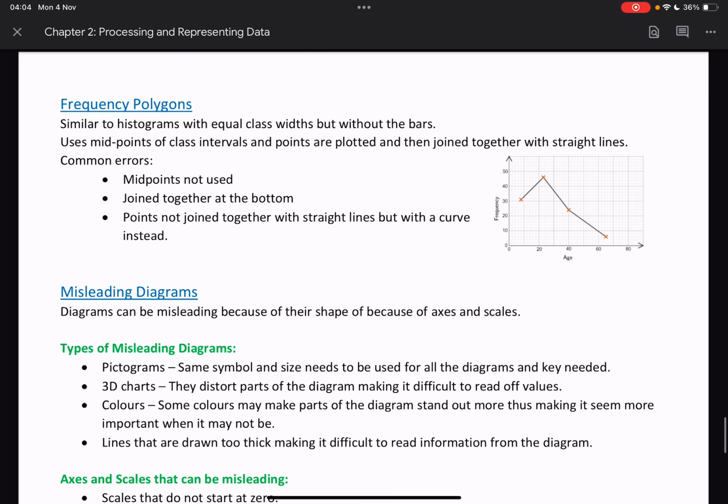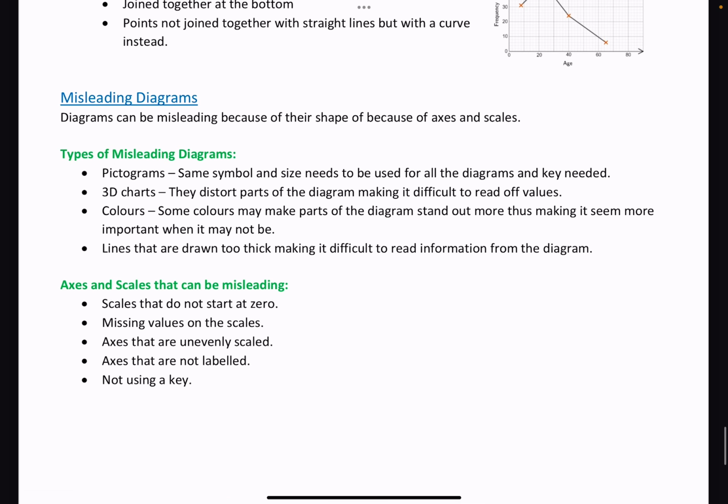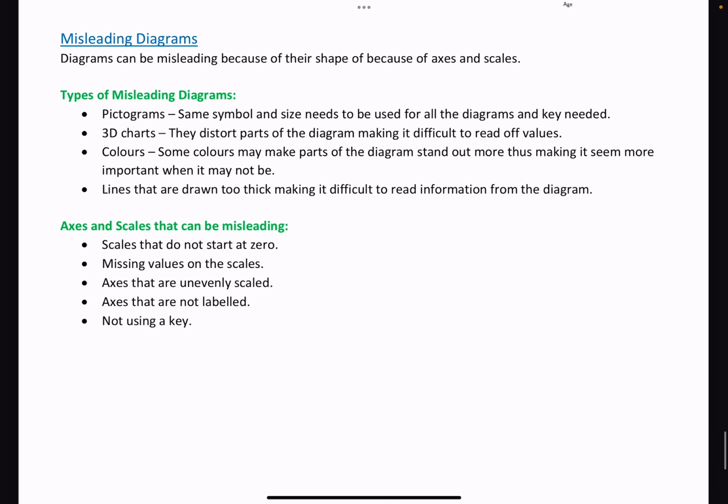Frequency polygons, foundation GCSE, go watch Maths Genie. Misleading graphs, misleading diagrams, very interesting topic, because you can see something that's so real world, like graphs that you'll see on the news, BBC News. They'll show you these graphs that are misleading and you don't even notice it until you study statistics, and you just realize, how are they even allowed to post these graphs on national TV when they're not even telling you anything useful? So misleading diagrams, very interesting.